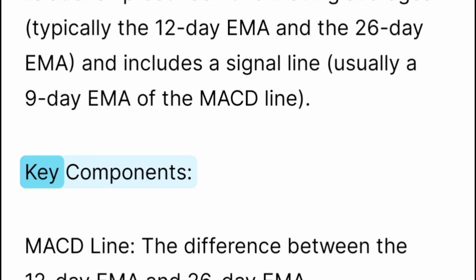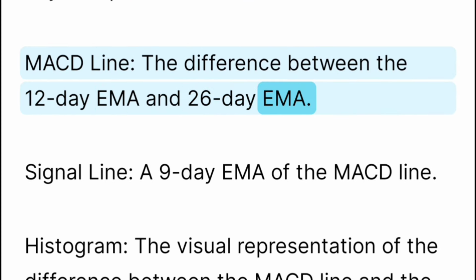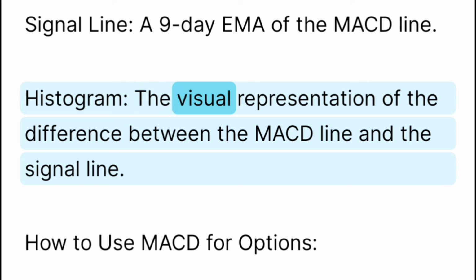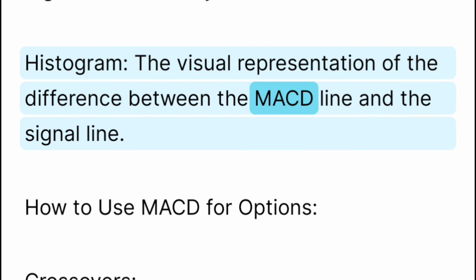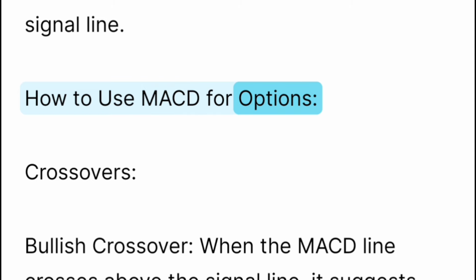Key components: MACD line, the difference between the 12-day EMA and 26-day EMA. Signal line, a 9-day EMA of the MACD line. Histogram, the visual representation of the difference between the MACD line and the signal line. How to use MACD for options.